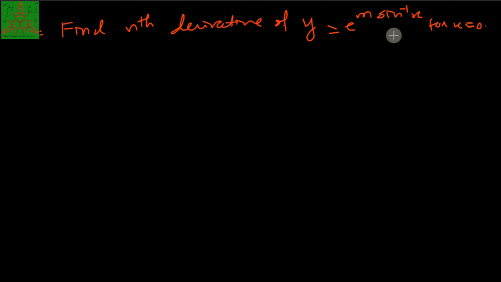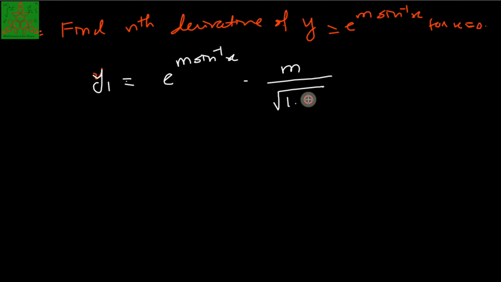So the question is to calculate the nth derivative of this first, and then we will substitute the value x is equal to 0 there. So for that I will just take the differentiation of this one, that will give me y1. We know that the derivative of e^x is e^x itself, so e^(m sin⁻¹x) as it is. Then the derivative of this quantity, that is m sin⁻¹x, is m upon square root of 1 minus x square.